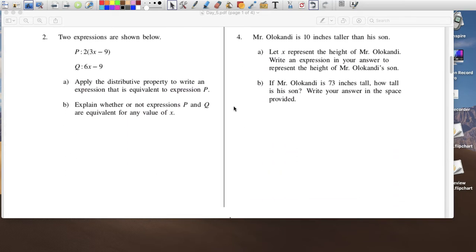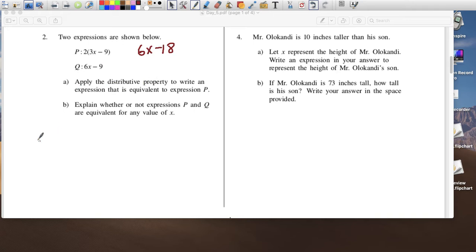Two expressions are shown below. Apply the distributive property to write an expression that's equivalent to P. Well, so if I do the distributive property, I get 6x minus 18. Explain whether or not P and Q are equivalent for any value of x. Well, obviously not, because this is 6x minus 9 and 6x minus 18.